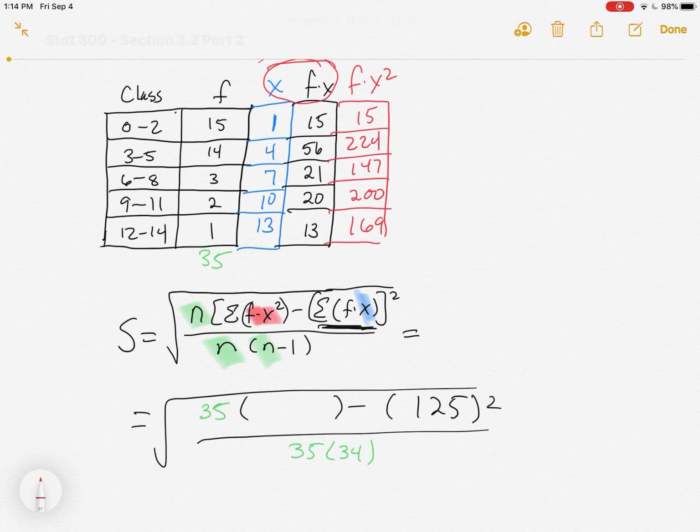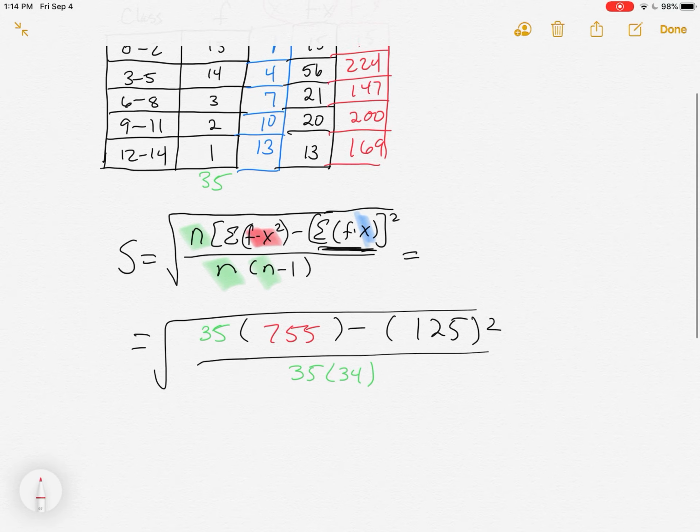And what do we need to do? We need to add the 15 plus the 224 plus the 147 plus the 200 plus the 169. And we get 755. Right? So 15, 224, 147, 200, and 169 are the right numbers in there to be added. And just reviewing what I put in there, we get 755.